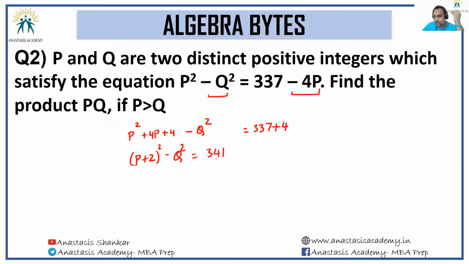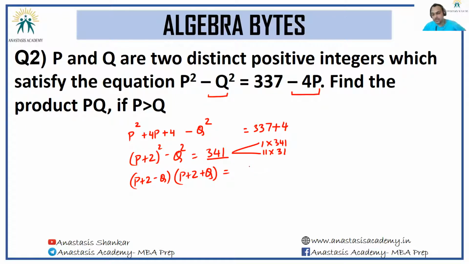is equal to 341. I can break down the left side as p plus 2 minus q and p plus 2 plus q. You can basically break down the expression on the left hand side into two separate factors, two numbers that are multiplied. In how many ways can I write 341 as product of two numbers? One way is 1 into 341 and the other way is 11 into 31. These are the only two ways available.